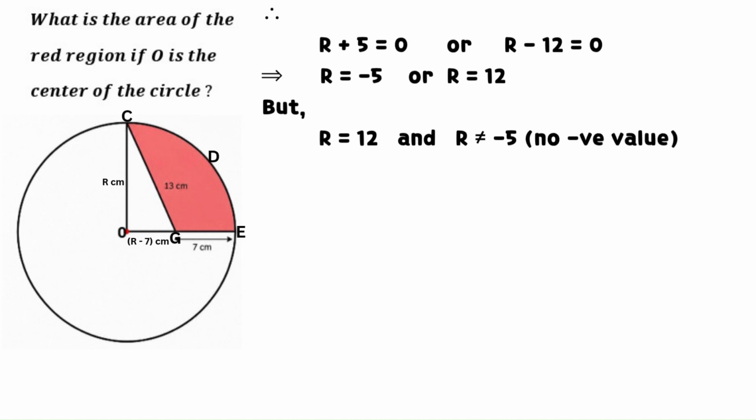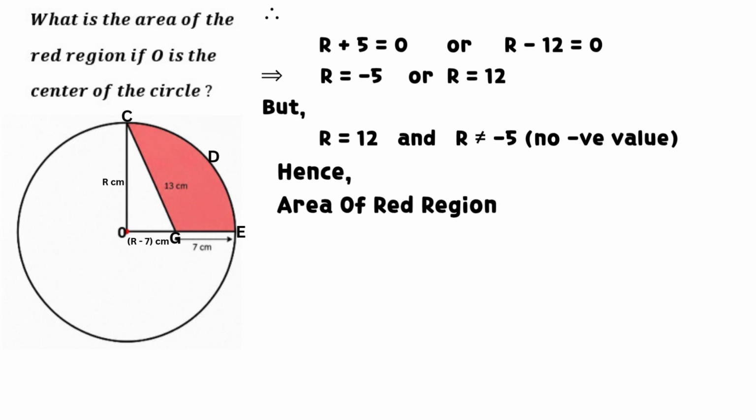Make R the subject of the formula in both equations. We have that R equals negative 5, or R equals 12. Hence, R equals 12, and R is not equal to negative 5, because no negative value exists for length measurement.